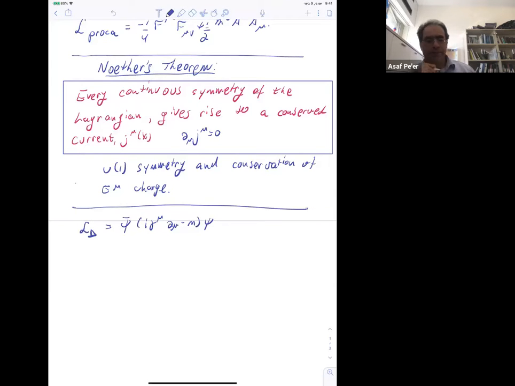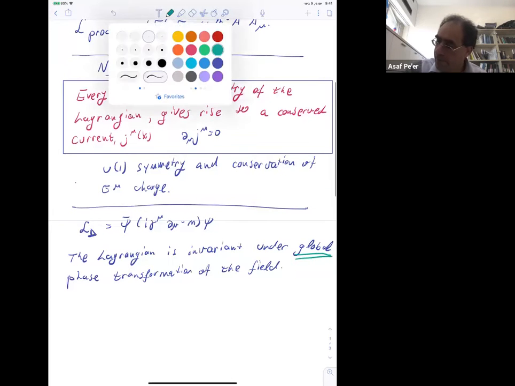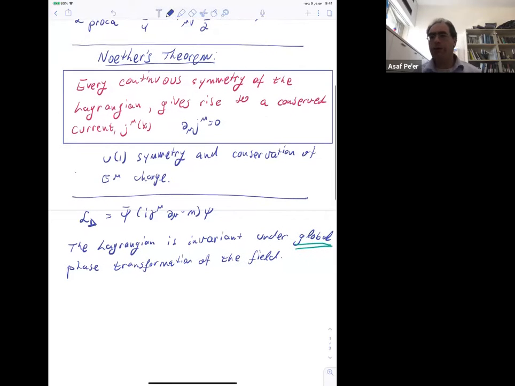Now, this Lagrangian is invariant under global phase transformation of the field. Let me write it down. The Lagrangian is invariant under global phase transformation of the field. The key word here, by the way, is global. So what do you mean by a global phase transformation of the field?